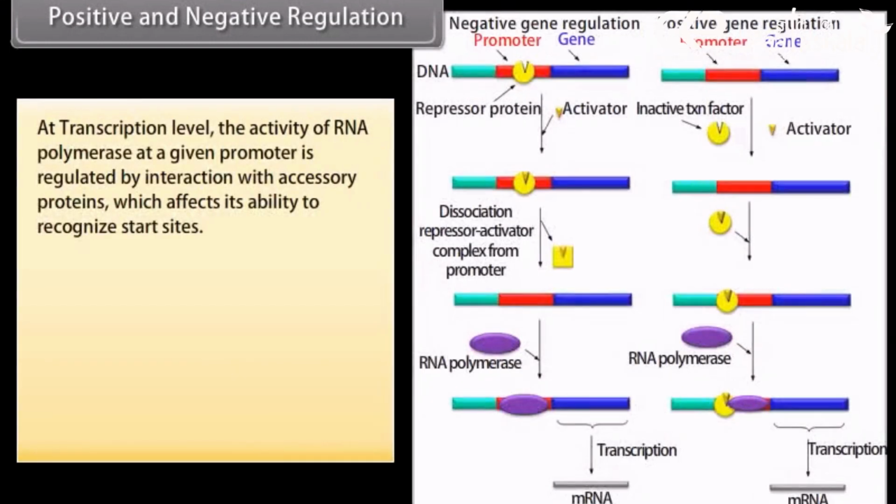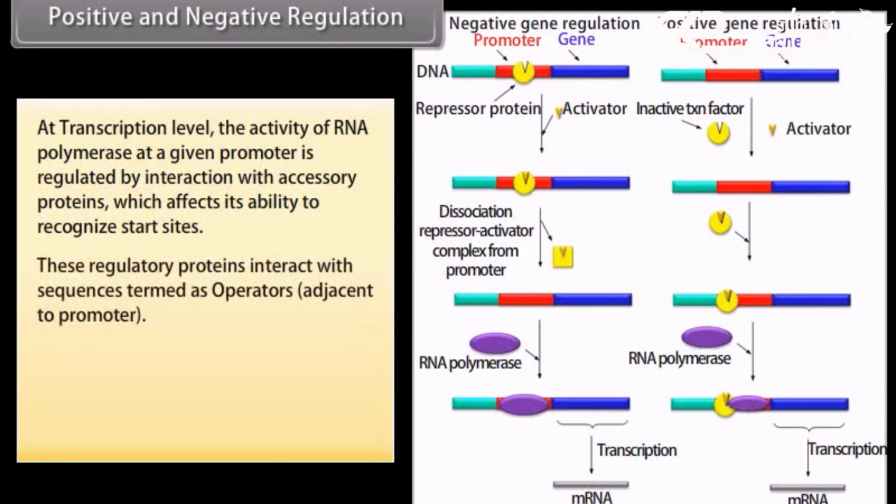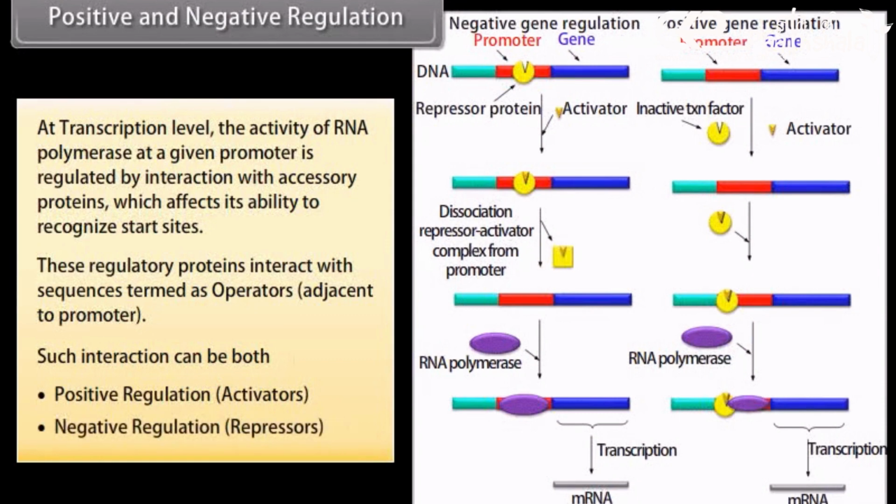At transcription level, the activity of RNA polymerase at a given promoter is regulated by interaction with accessory proteins, which affects its ability to recognize start sites. These regulatory proteins interact with sequences termed as operators adjacent to promoter. Such interaction can be both positive regulation, activators, and negative regulation, repressors.